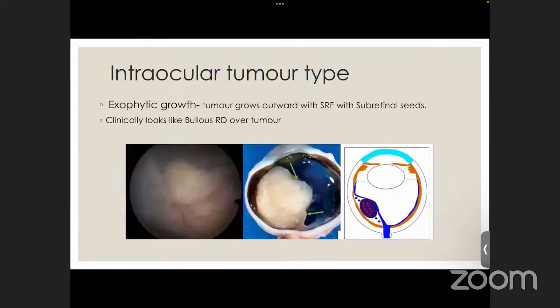In the exophytic growth, as you can see in the third picture, blue is the retina and the tumor goes outward with subretinal fluid and with subretinal seeds. And clinically, it looks like a bullous retinal detachment.